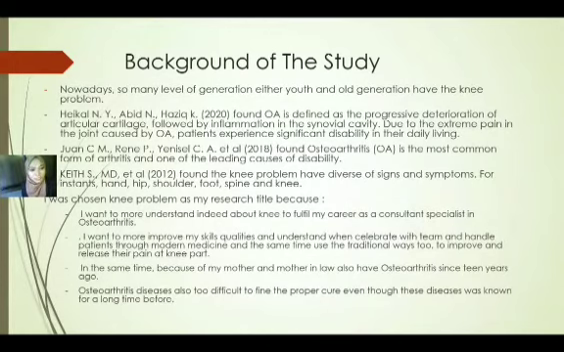At the same time, Juan C. M. P. and Yanisel C.A. in 2018 found osteoarthritis is the most common form of arthritis and one of the leading causes of disability. And Kate S.D. in 2012 found that knee problems have diverse signs and symptoms, for instance hand, hip, shoulder, foot pain, and also knee.